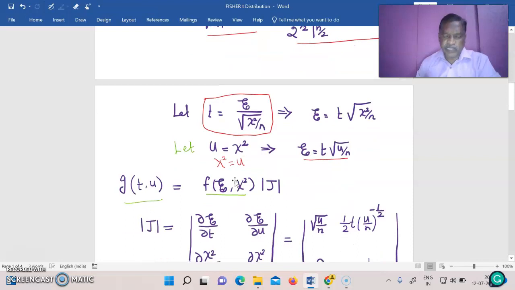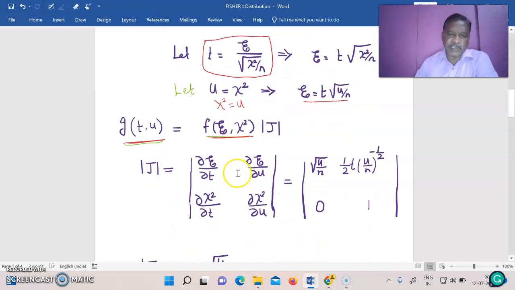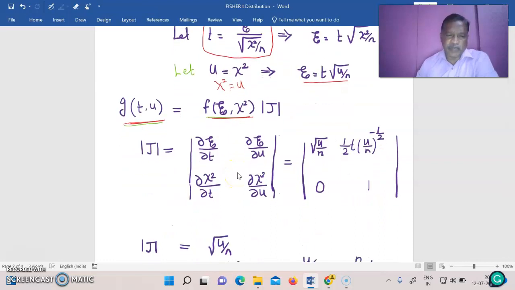Now we must find the joint probability density function of the new random variables, that is t and u, which is equal to the joint density function of the old random variables, that is psi and chi-square, with the Jacobian of transformation. So now we have to find the Jacobian. The Jacobian of transformation is nothing but the determinant of the matrix of partial derivatives of the old random variables with respect to the new random variables. In the first row, we differentiate the old random variable with respect to the new random variables.